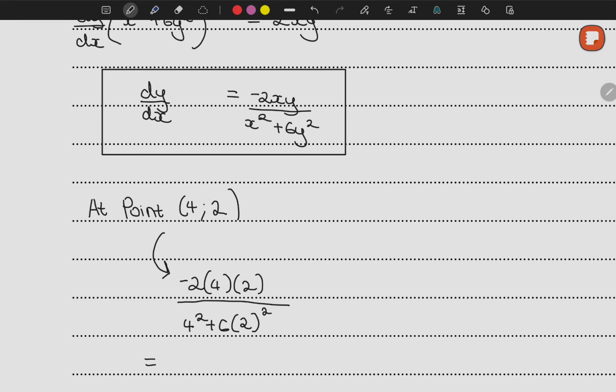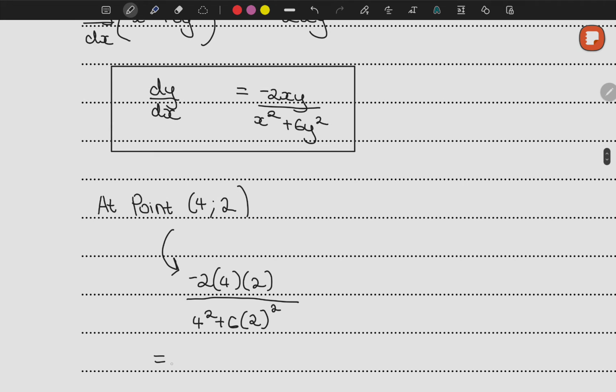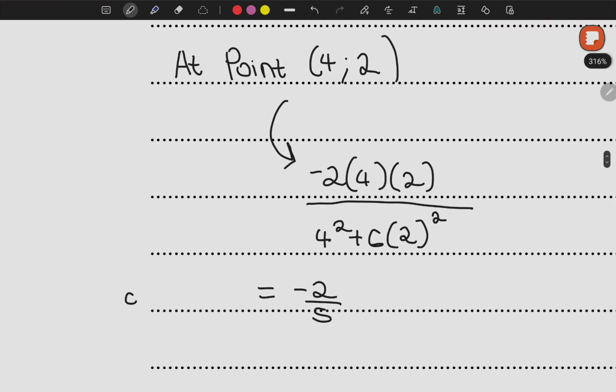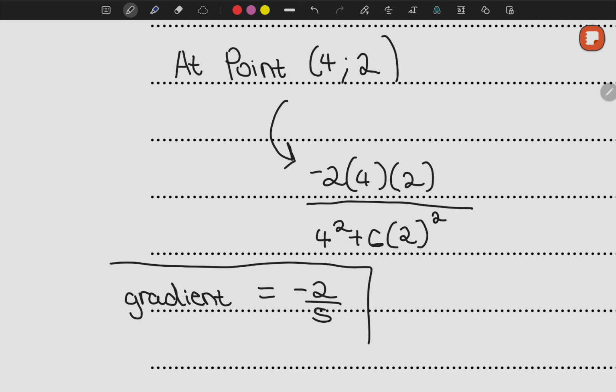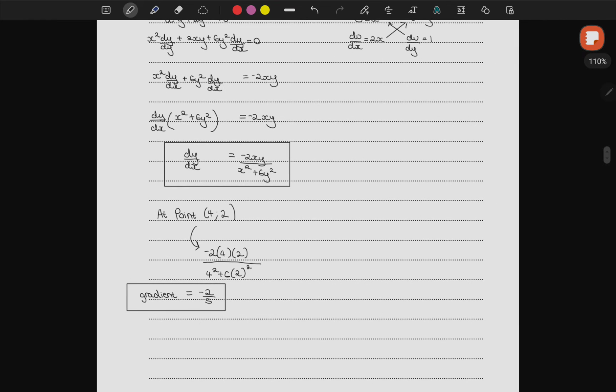Okay, so let's see what that gives us. Negative 2, 4 squared plus 6 is 2 squared. It gives us negative 2 over 5. So this is our gradient. You can see this question isn't too bad. You just have to take it one step at a time. So we have our gradient at that point.